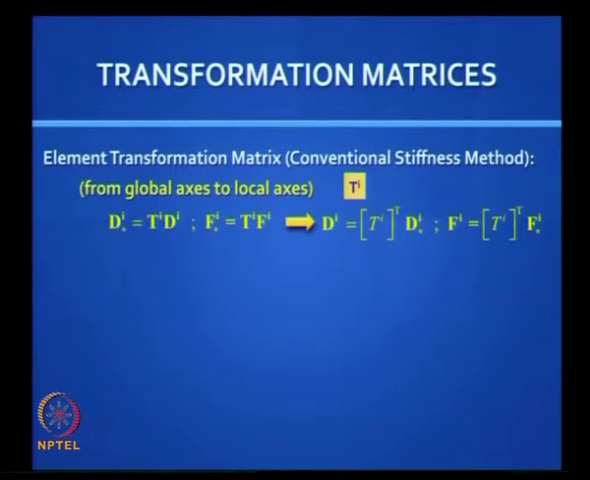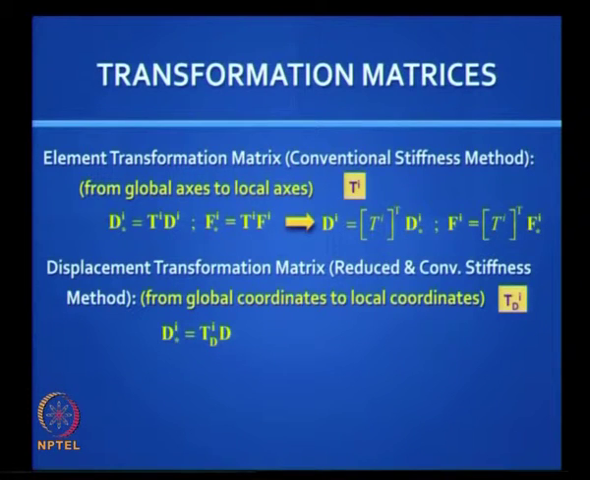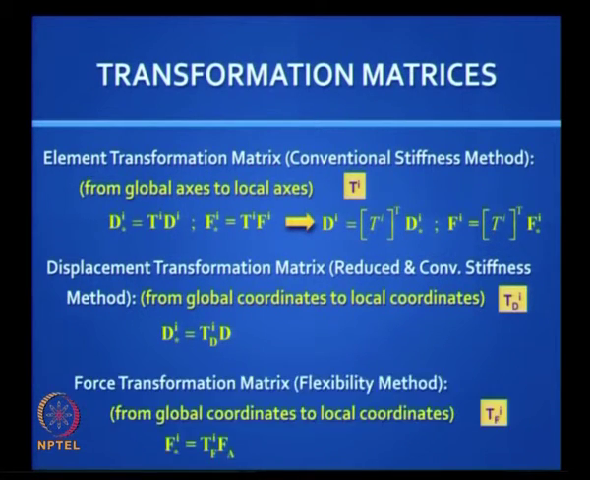Remember I told you about 3 transformations. This one we finished, you have studied this, we know how to do the transformation using Ti. The second one is using the displacement transformation matrix. This is the way when you do the reduced element stiffness method, which we are going to study next, but you can use the same idea in conventional stiffness method, and in the next class we will look at the flexibility method, where instead of a displacement transformation matrix you have the force transformation matrix. It will all fall into place.